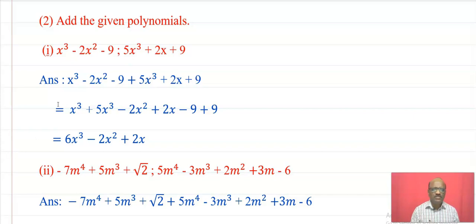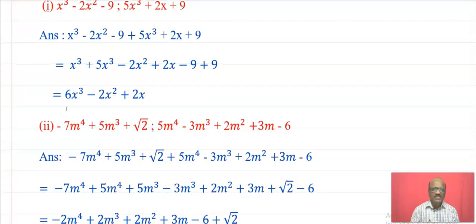Now what are the cube terms? We bring like terms close together, x cube and 5x cube. x cube plus 5x cube, that is 6x cube. What about the square terms? Minus 2x square. The square term is a single one, there is a minus 2x square. Next is the single power term, that is x, the index will be 1, 2x, here is 2x, and minus 9 plus 9. Minus 9 and plus 9 get cancelled, and then you will get 6x cube minus 2x square plus 2x in this way.